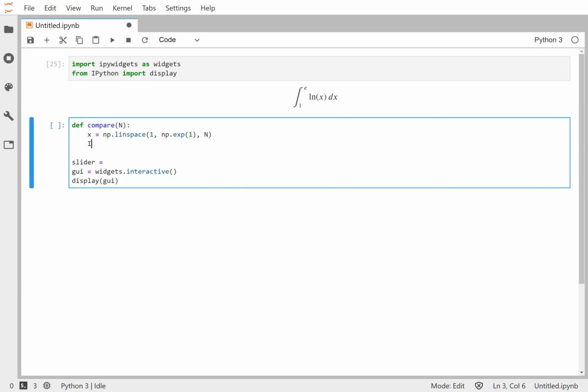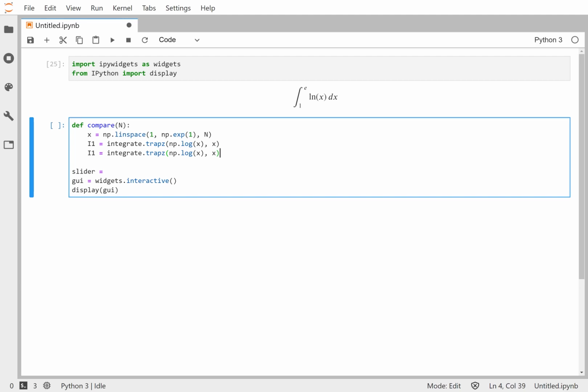Now we're going to calculate 2 integrals. We'll call them I1 and I2. I1 will use the trapezoid rule. So we're going to do integrate.trapz, and we're going to call that on log of x with respect to x. And then we can just copy this code. It'll be exactly the same, except we'll do Simpson's rule. So I'm going to call that I2, and I'm going to call simps.